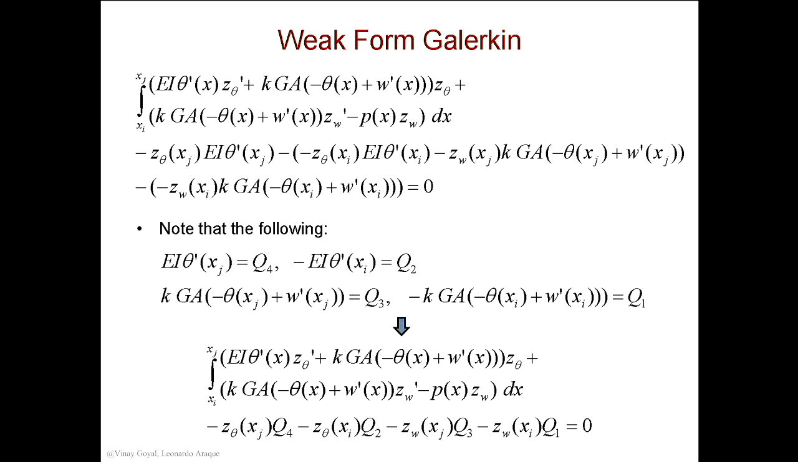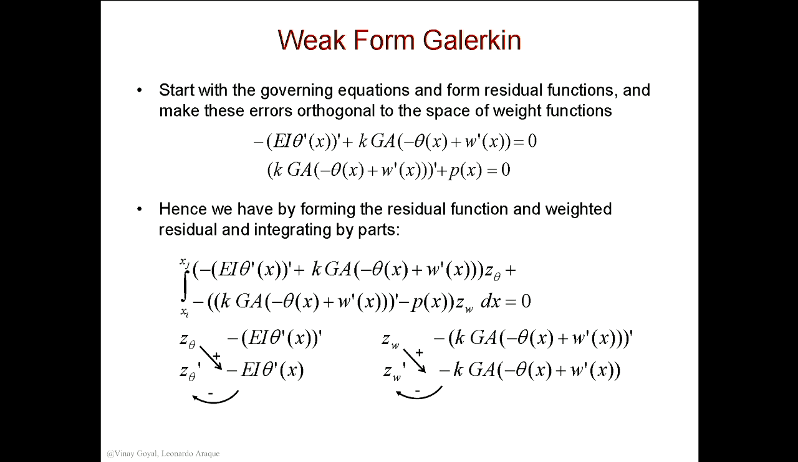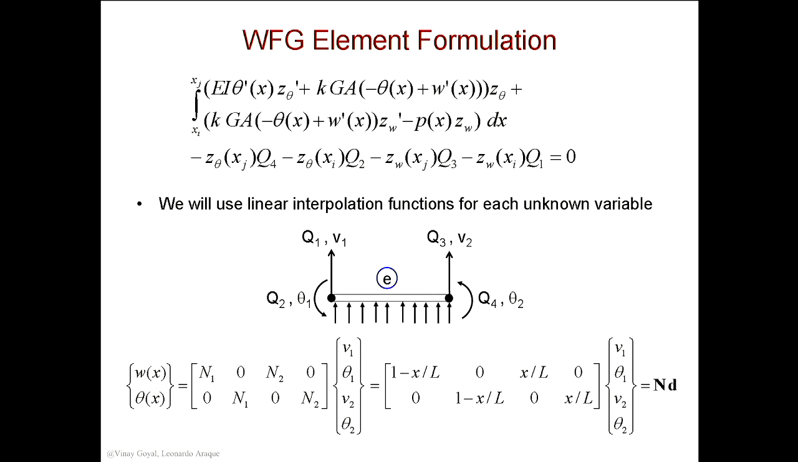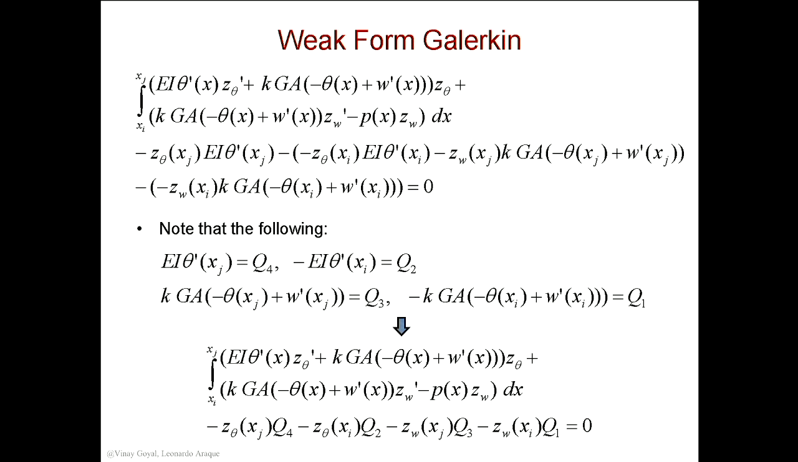Now I note very quickly that this EI theta prime XJ is basically the moment at one of the end nodes. If I have XI and XJ, basically this is the moment here. I thought I had a picture. The picture was on the next page, unfortunately, but you can see here Q4, that's the moment on the other end. I also have minus EI theta prime XI at the first node. That one right there is Q2, the moment on the other node, I.